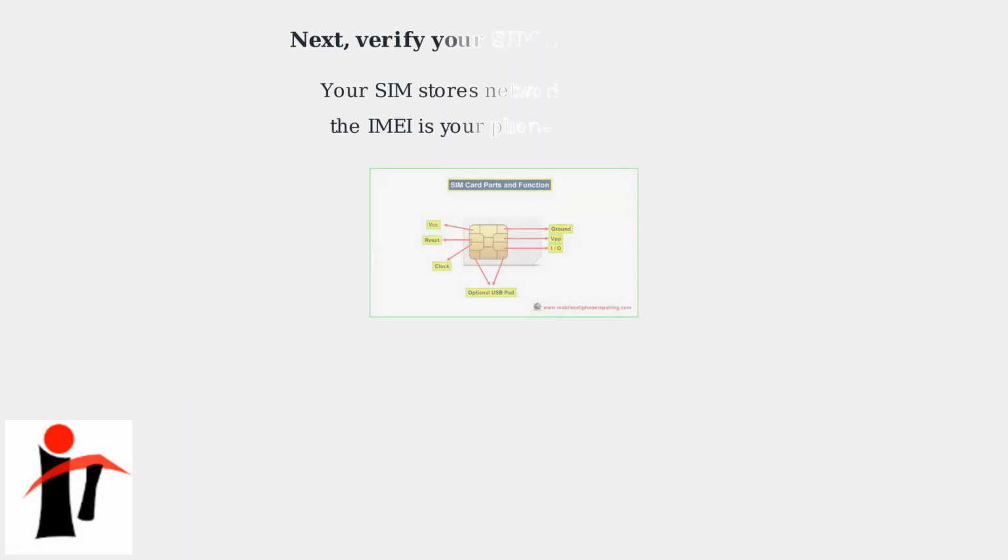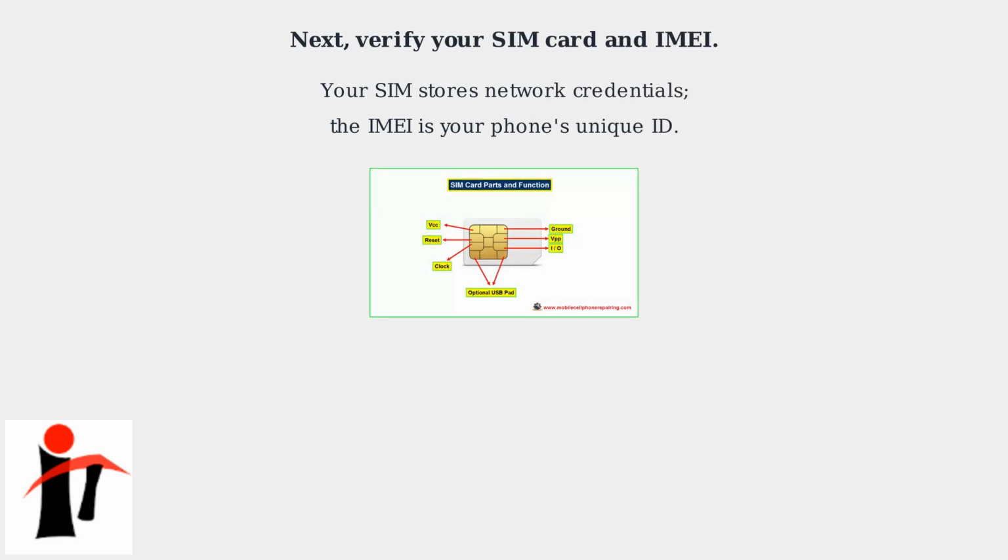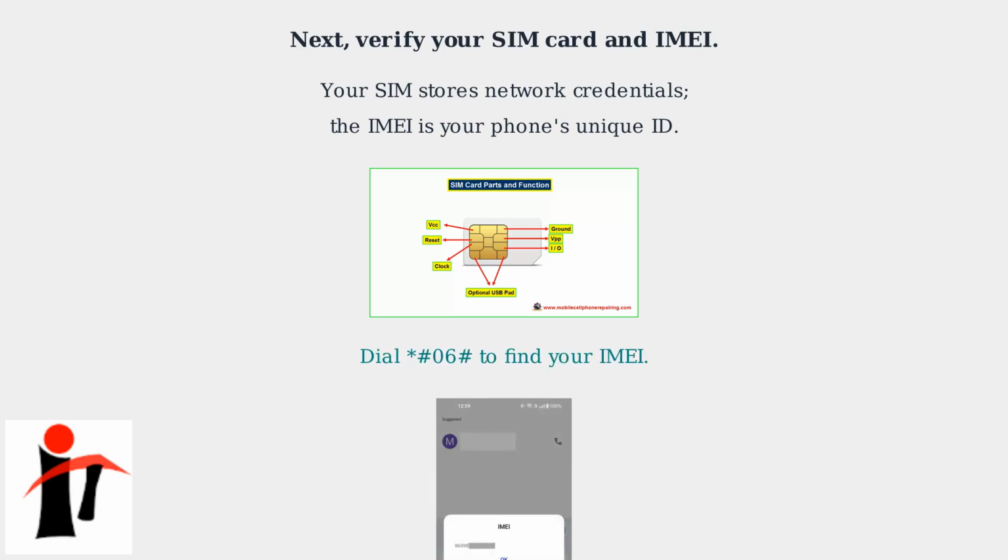Next, verify your SIM card and IMEI. Your SIM stores network credentials. The IMEI is your phone's unique ID. Dial *SIC to find your IMEI. Contact SafeLink support if it's blocked due to theft or other issues. For Verizon-based users, dial *228 to ensure your SIM is activated. SIM incompatibility or a blocked IMEI are common causes of no service.